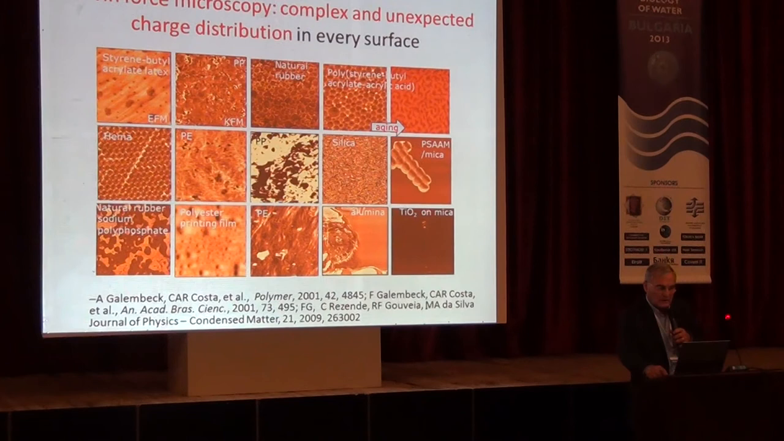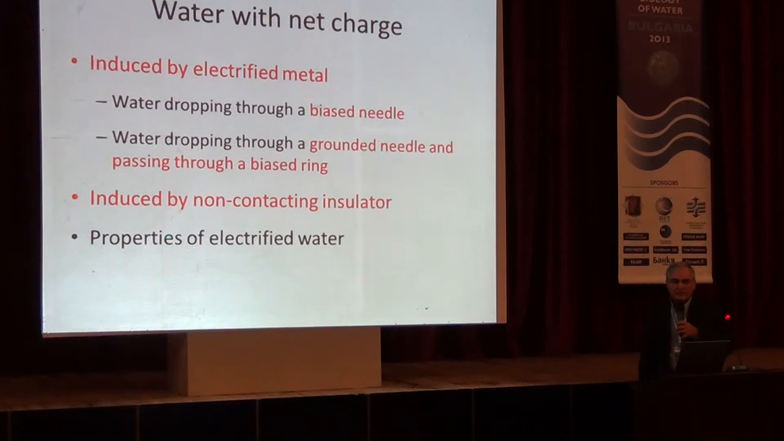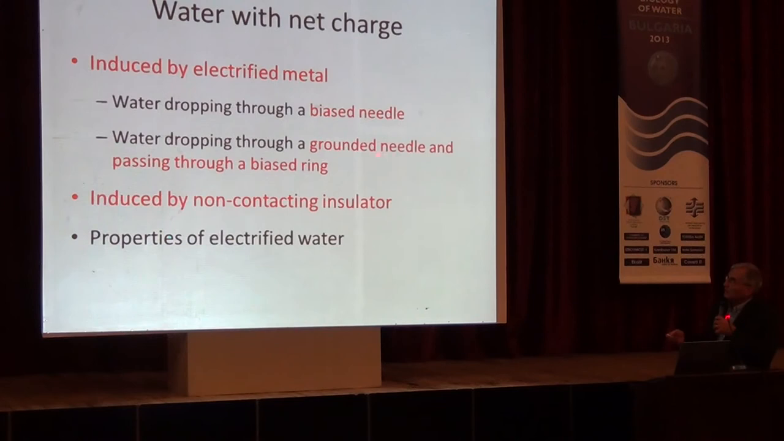So, I will now describe the work we did to obtain water with net charge in different ways. Induced by electrified metal, either probing through a bias needle or probing through a grounded needle, but passing through a bias ring. So, in this case, there is no contact between water and the metal. It just passes through. And here, it is induced by a non-contacting insulator. And then I'll tell you some about the properties of this electrified water.